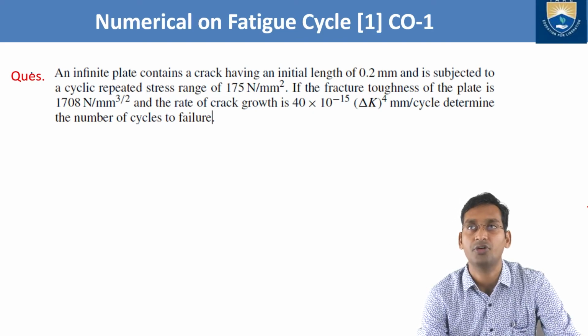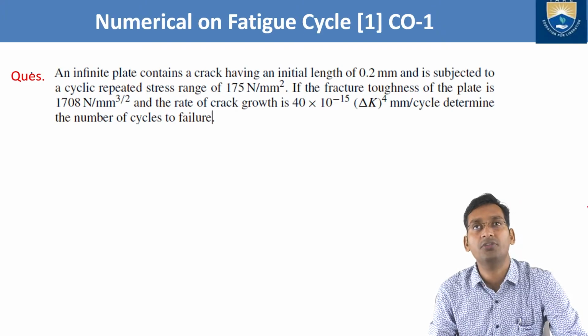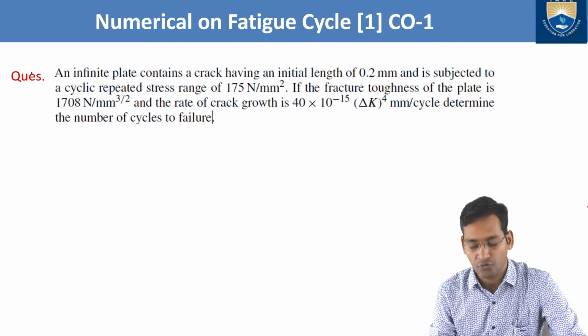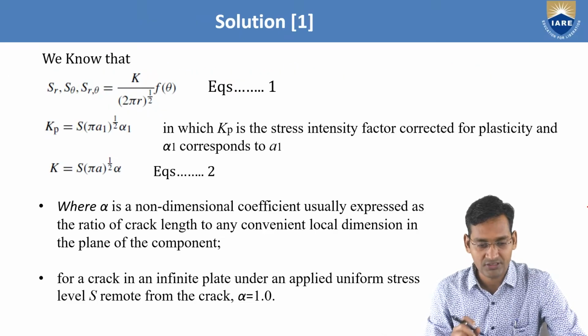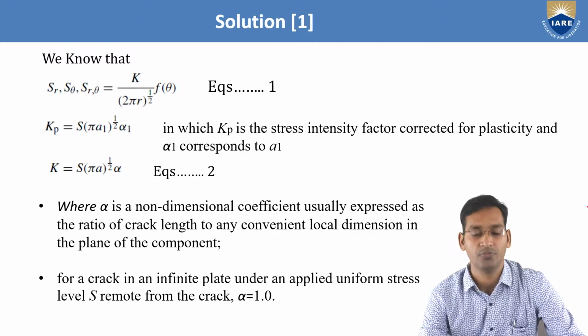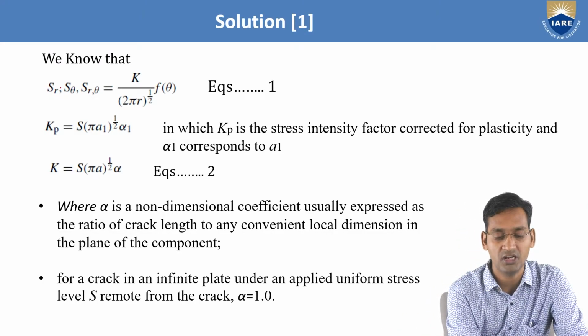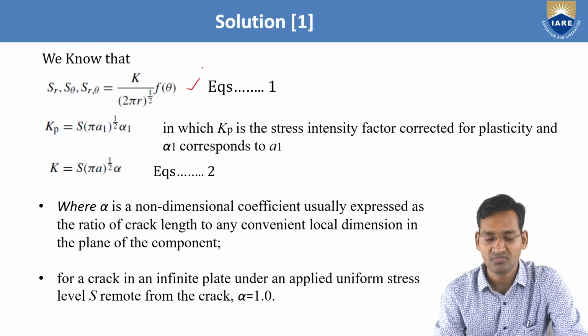Here, what we have to find is after how many cycles that structure or frame, whatever it is, will get cracked or fail. So let's see. First, recall some formulas we had seen in earlier videos. In this formula also I told you that if S R is there, then that will be variable. So we will start with this formula.